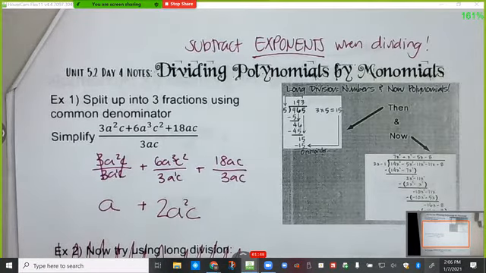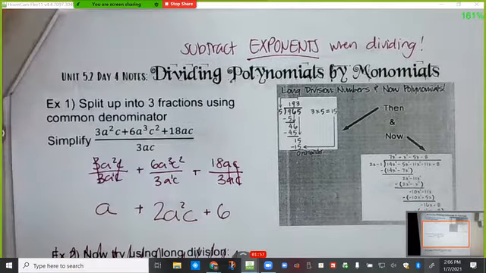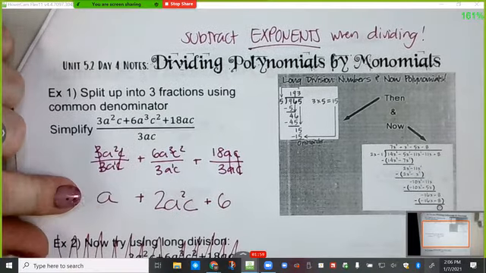When what's on the bottom? No. We'll get to an example like that in just a second. Okay, so now 18 divided by 3 is, I'm going to bring down that plus, 6, and the a and the c cancel. Now, is this my proper answer?